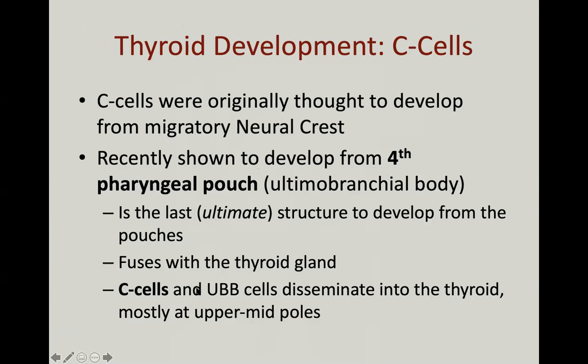So the C cells and these squamoid ultimobranchial body cells merge together into the thyroid and disseminate mostly in the upper to mid poles. So any C cell hyperplasia or medullary carcinomas are actually going to be mostly located in the upper poles of the thyroid, because that's where these structures mainly reside.